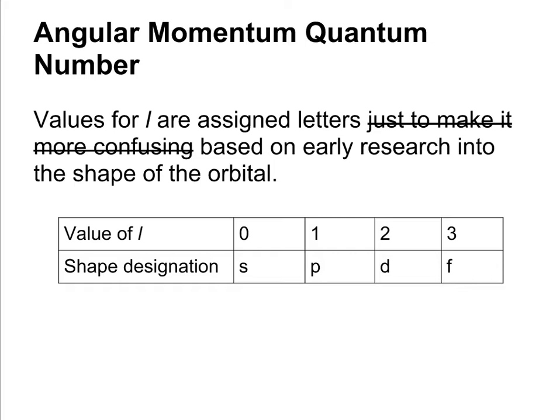1 is a shape called P. If L is 2, it's got a shape designation of D. And if L is 3, it's got a shape designation of F. Now, the values of L do go higher than that, but I've never seen anything dealing with anything higher than shape designation F, so this is all we're going to look at too.